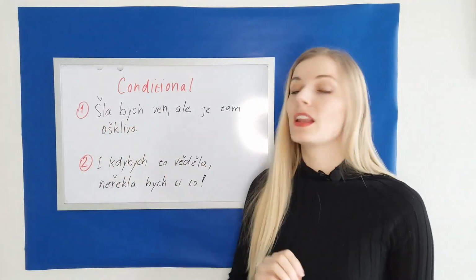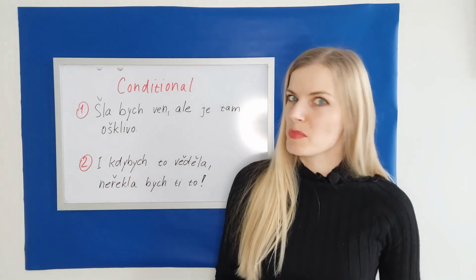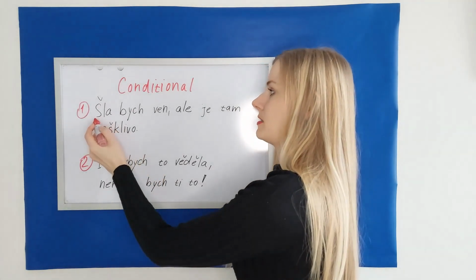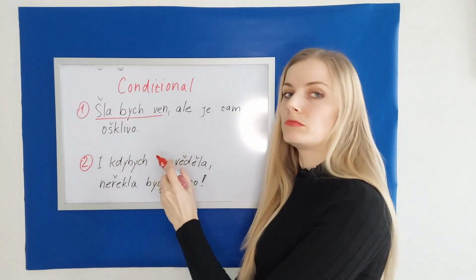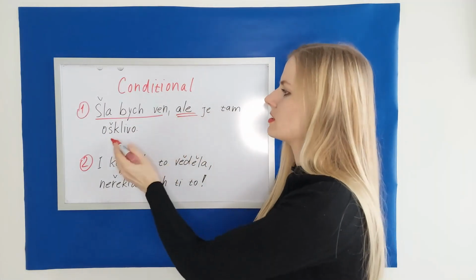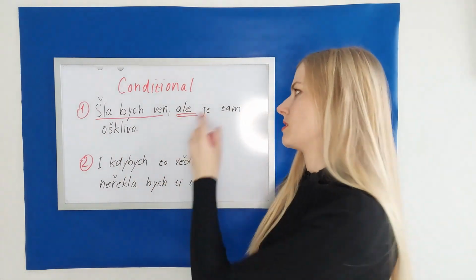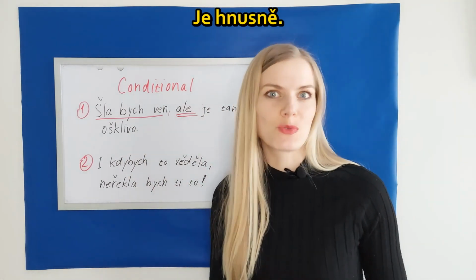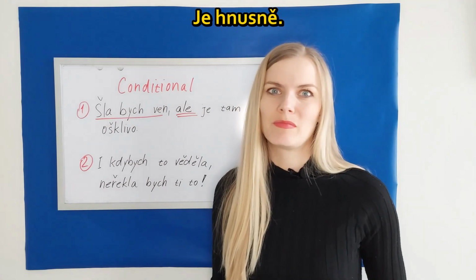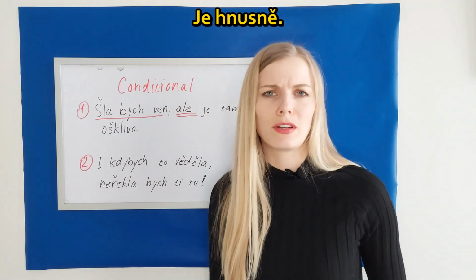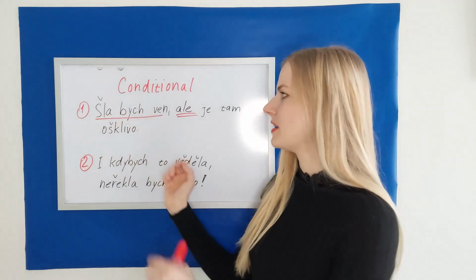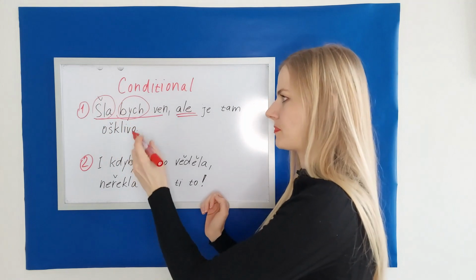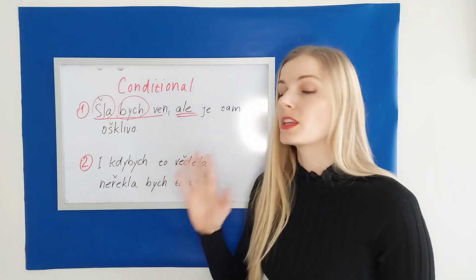Šla bych ven, ale je tam ošklivo. Šla bych ven, I would go out, but it is not nice. The weather is not nice. It's ugly, we say in Czech. Je ošklivo. Or also hnusně. Hnusně is colloquial. Venku je hnusně. It's nasty out there. This first part, šla bych ven, šla bych, is the conditional part. I would go out. That's one type.